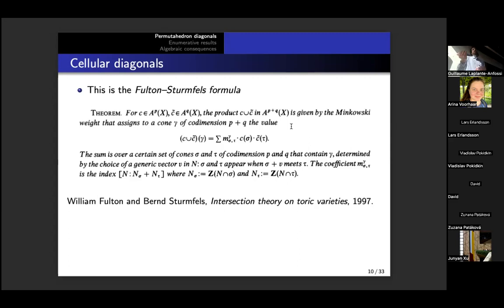And I told you about the diagonals of polytopes. This is in their paper, actually. It's a little bit hidden, but it is there, and this paper appeared shortly after the fiber polytope paper. So these ideas are really the same. So this is where it comes from.